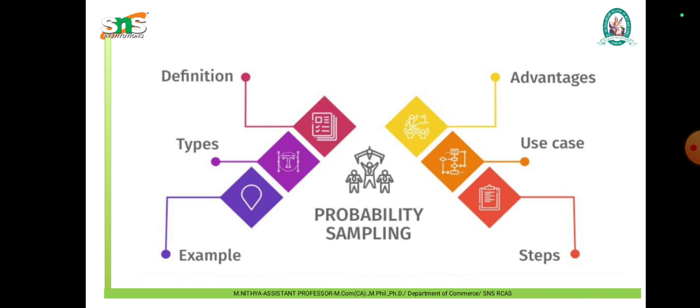Let's see the definition of probability sampling. Probability sampling means that every member of the population has a chance of being selected in the research or particular study. It is mainly used in quantitative research. If you want to produce results that are representative of the whole population, probability sampling techniques are the most valid choice to produce accurate results.